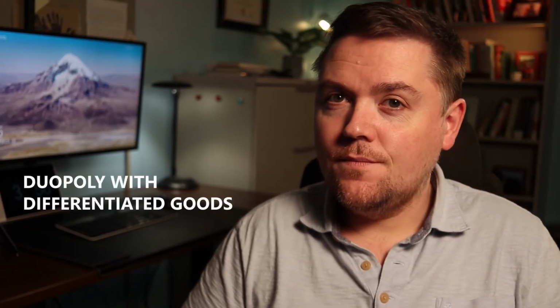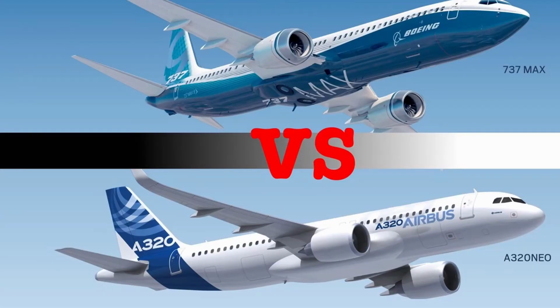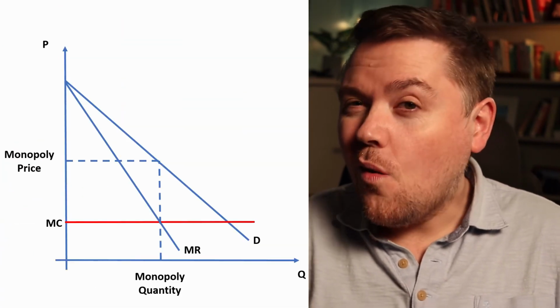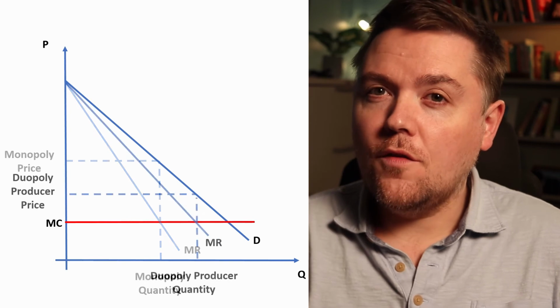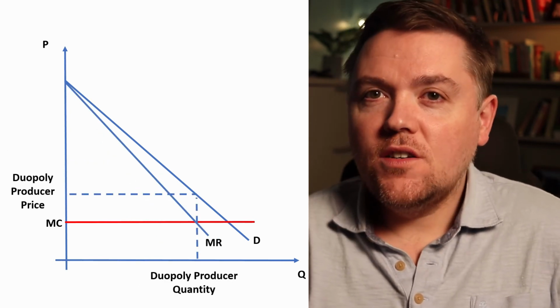Now let's consider a duopoly with differentiated goods. A classic example here is the case of Boeing and Airbus, who are the only manufacturers in the world of medium to large commercial jets. For each of these firms, their problem is like the monopoly producer problem. The only difference is that the marginal revenue curve lies a little closer to their demand curve.